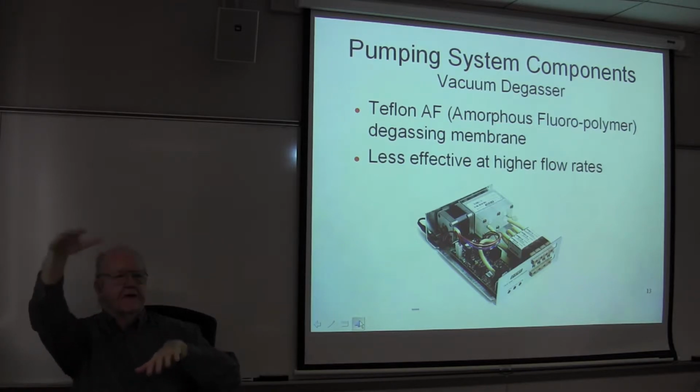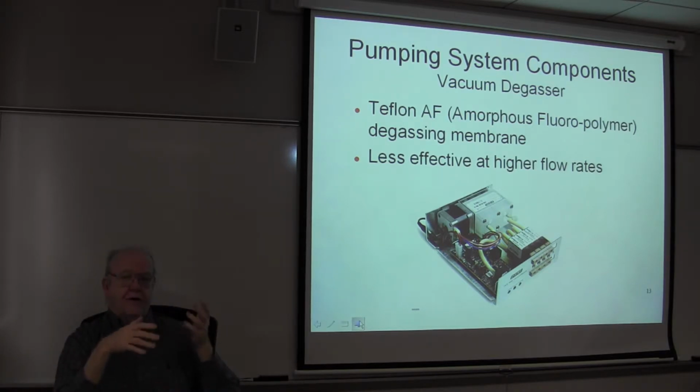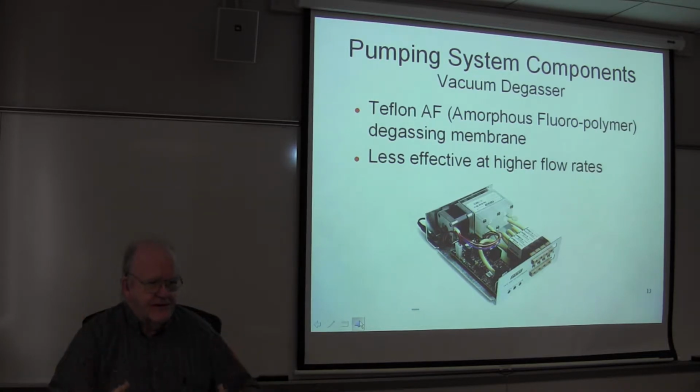And you pull a vacuum on the other side of the tubing, and it's like you're pumping the gas out, and the liquid, water and methanol, acetonitrile, don't go through the tubing. They don't have a very high diffusion coefficient through the polymeric Teflon AF tubing. The gases do. So you can get rid of most of the gases. You do not get rid of all of the gases. Usually something like 90% of the gas will be gotten rid of. So this protects the pumps from failing, and it makes your baseline noise a lot better.